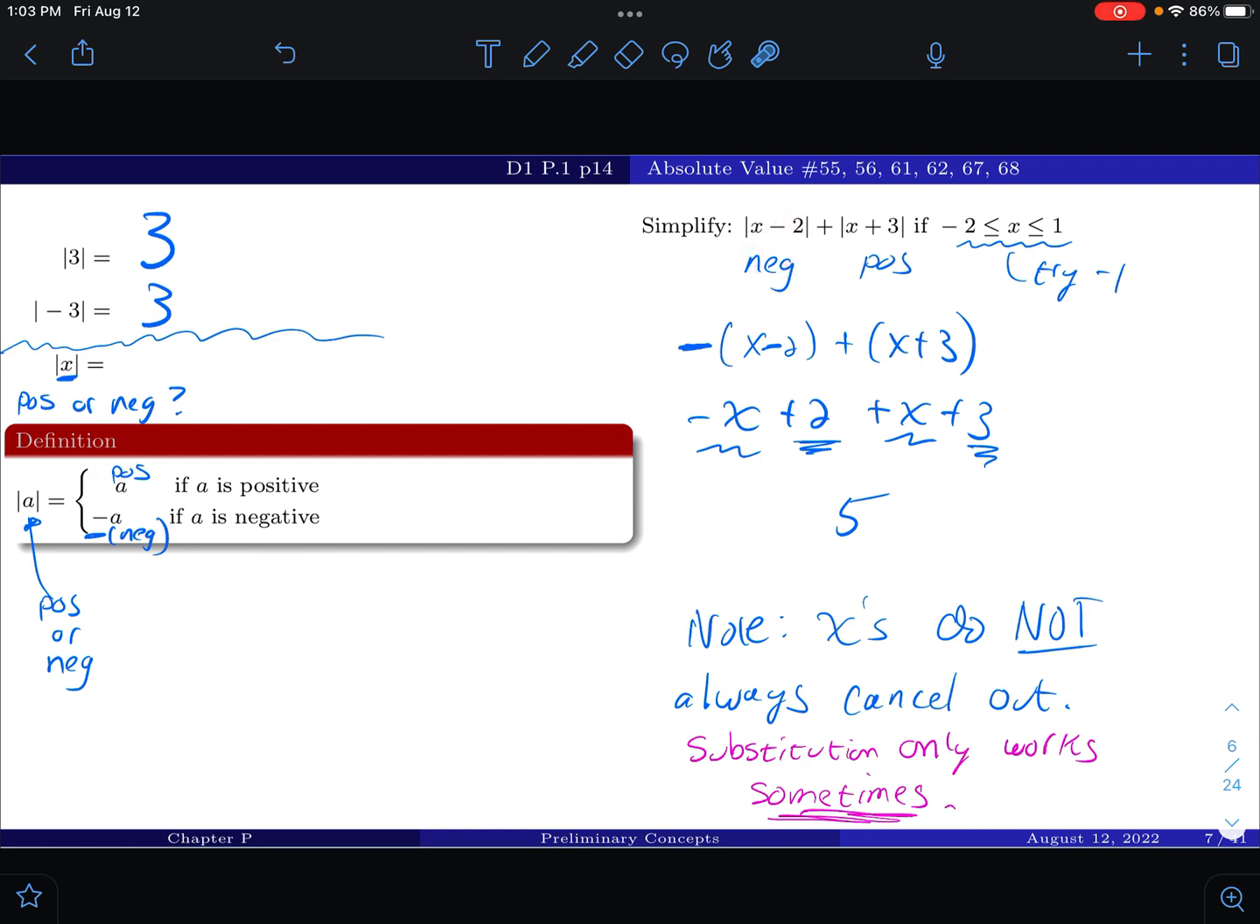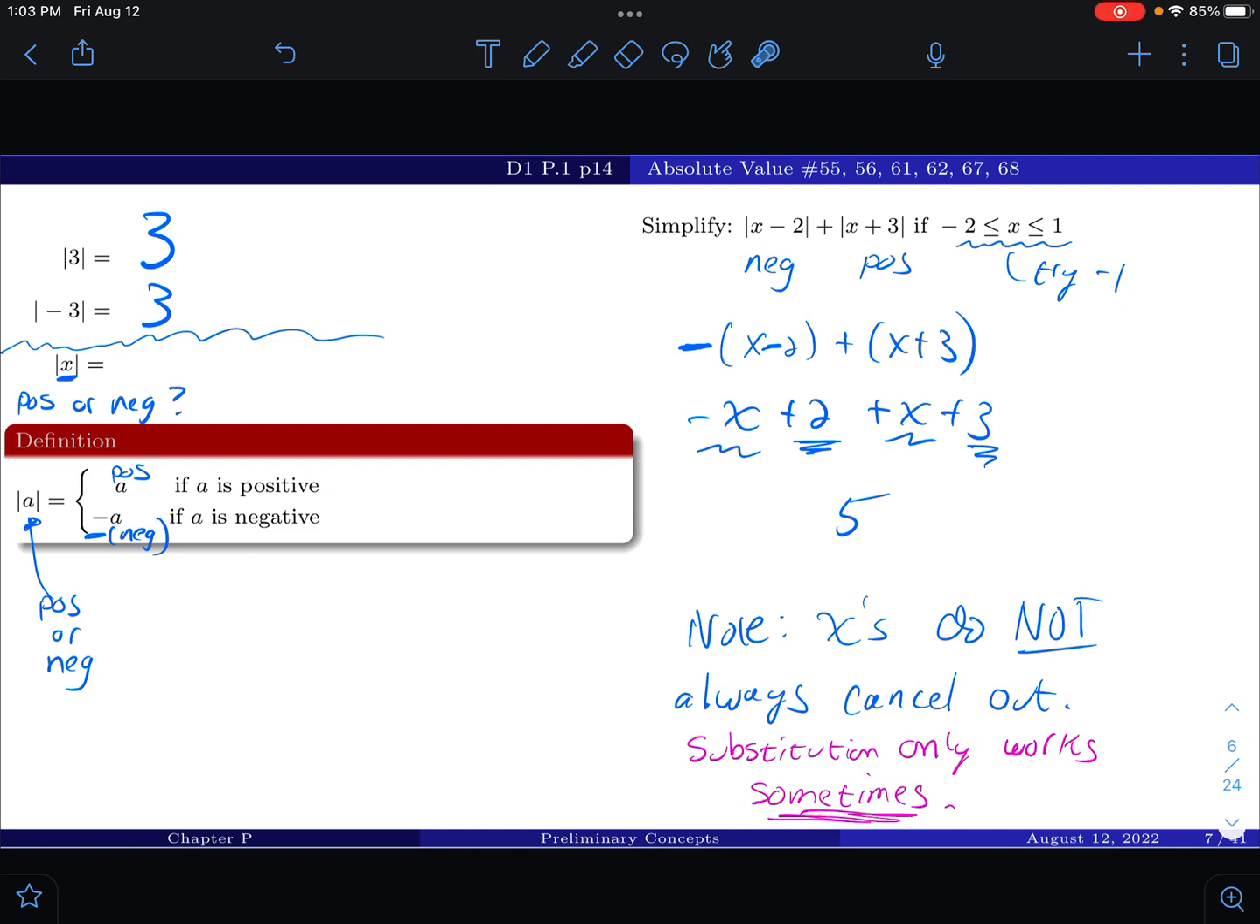Once I know that this part is negative and this part is positive, I go over the rules here. Negative, you take the opposite of the statement inside the absolute value bars. For positive, you just rewrite it. Now I simplify. Distributing the negative produces -x plus 2. Adding on x plus 3, nothing changes here. Simplify the algebra. The x's happen to cancel out, and I get 5.